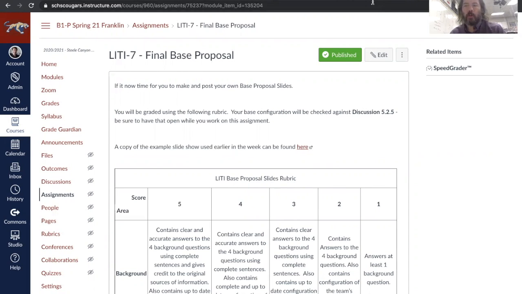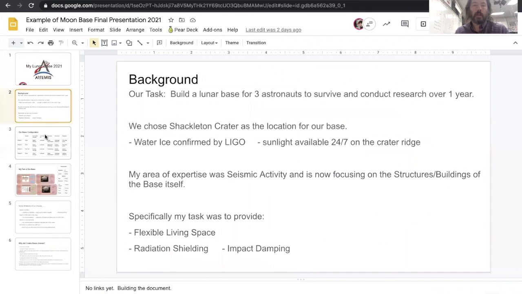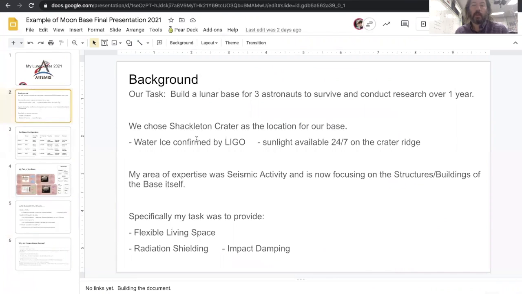I'm going to go over real quickly what you need to do for Learn It, Teach It number 7, building your final slideshow presentation. So first thing you should do is open the template, make sure you click on that and make a copy of your slideshow. Now just remember, this is my example that I had created. So you're going to have to go in and make sure you change things.